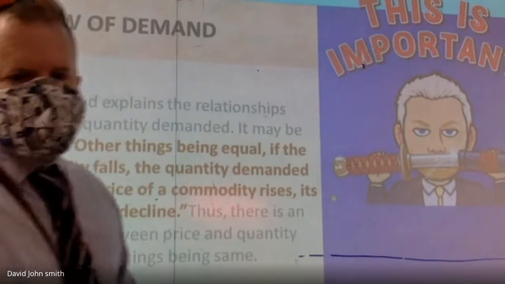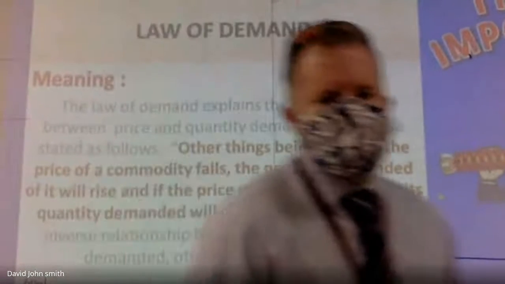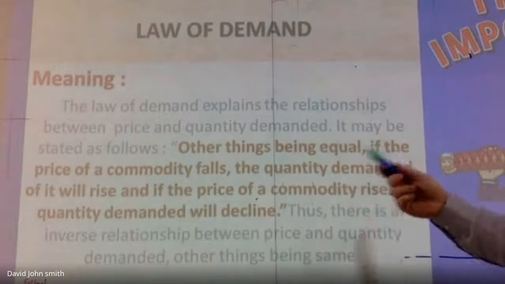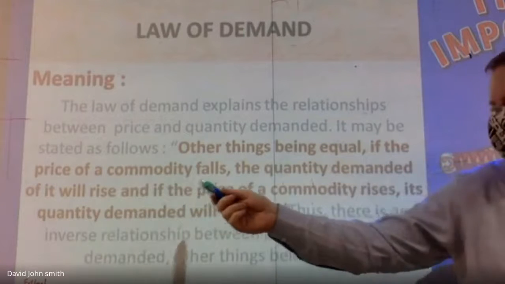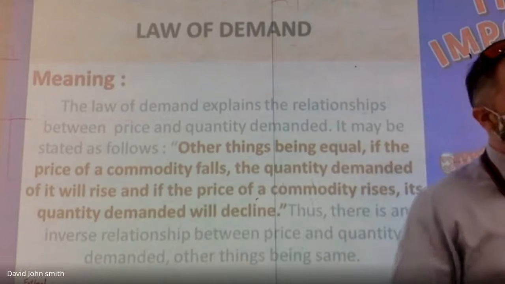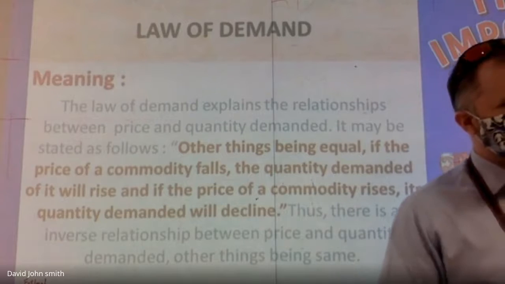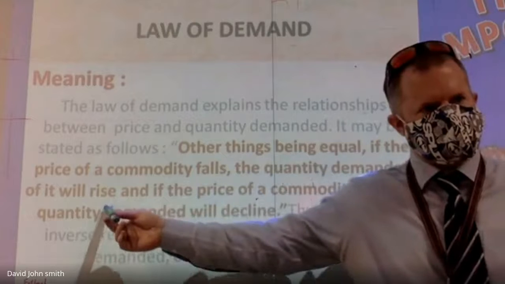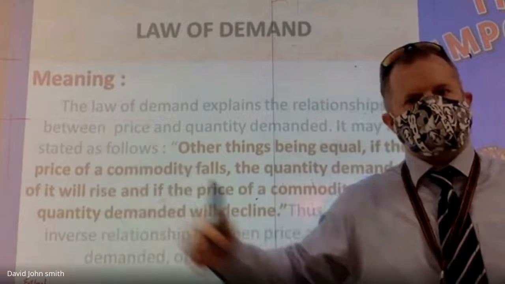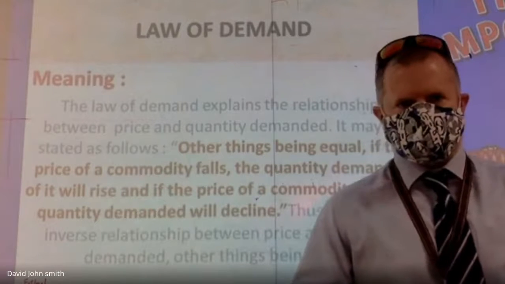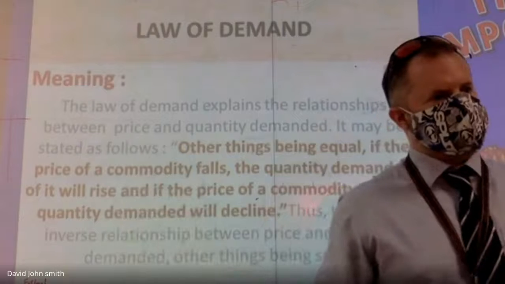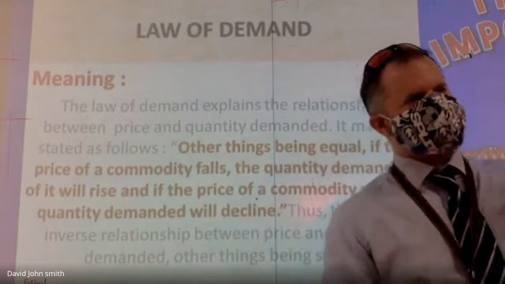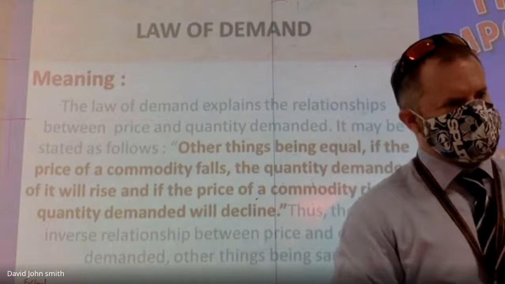This law says that all else being equal, when the price of a commodity falls, good, commodity, old-fashioned word for good, the quantity demanded rises. You consume more as the price decreases, which is what we found. It will also say vice versa. So if the price goes up, we're going to consume less.